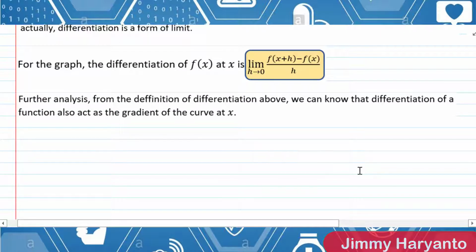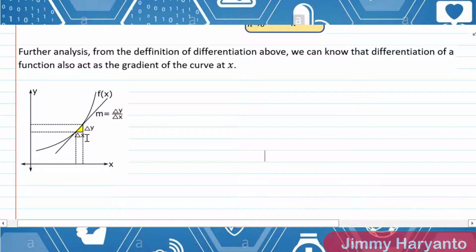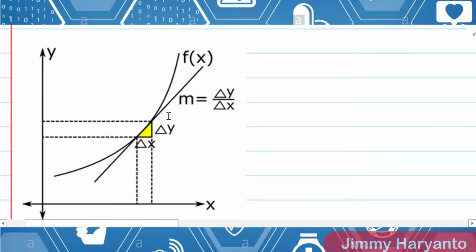Next, further analysis. From the definition of differentiation above, we can know that the differentiation of a function also acts as the gradient of the curve at the value of x. Let's look at this graph. As you can see, this is the previous graph. This is the curve of f(x). If I take the change of y over the change of x, it's also called the gradient, right? You know that the gradient is the change of value of y over the change of value of x. So we can say that the differentiation is also the gradient of the curve. Okay, that is the definition of differentiation.